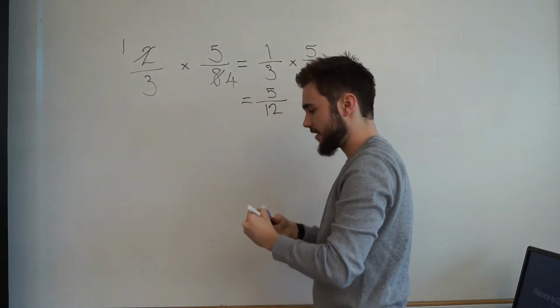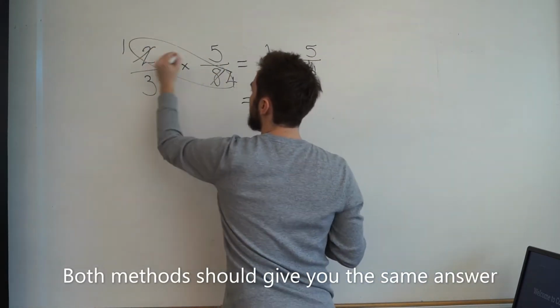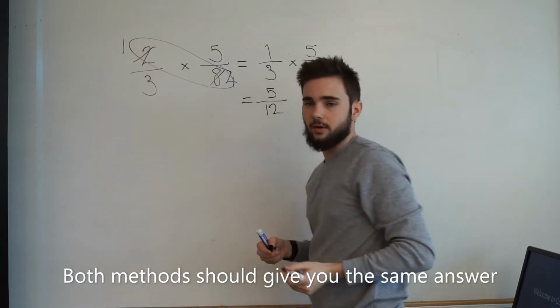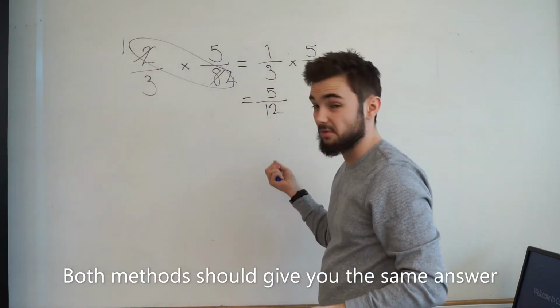So you basically have 2 ways of doing it. You can cross multiply in the beginning of the problem, or you can just multiply the entire thing out and then simplify at the end.